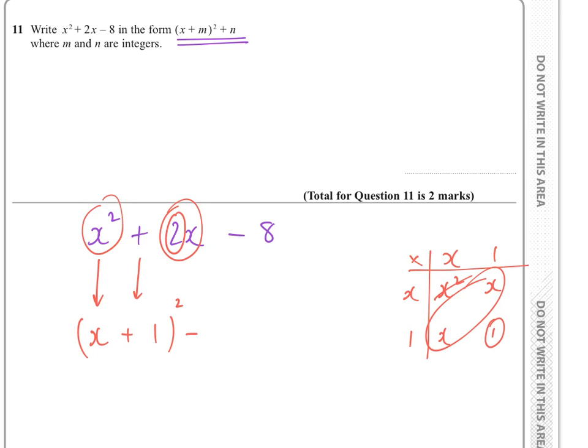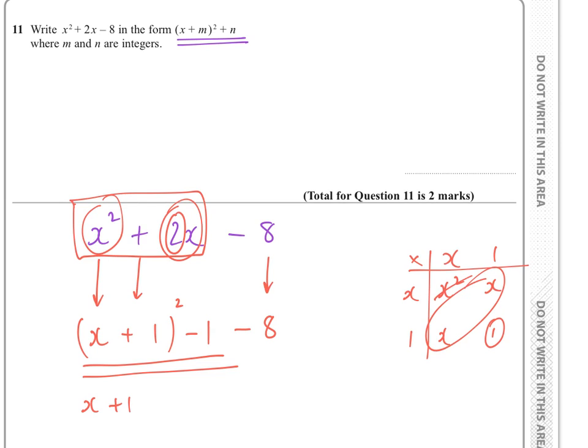So if we take that 1 away, then this has to be exactly the same as this. And then we just write the minus 8 here because we didn't touch that at all. So our final answer should be x plus 1 all squared minus 9. So m in this case would be 1 and n would be negative 9.